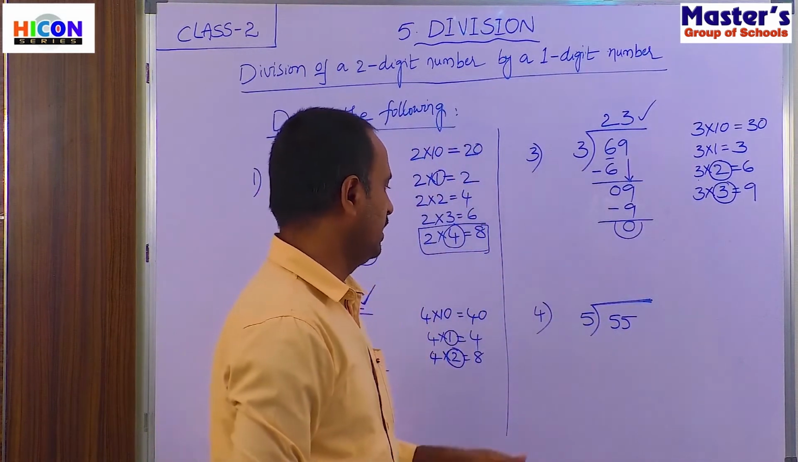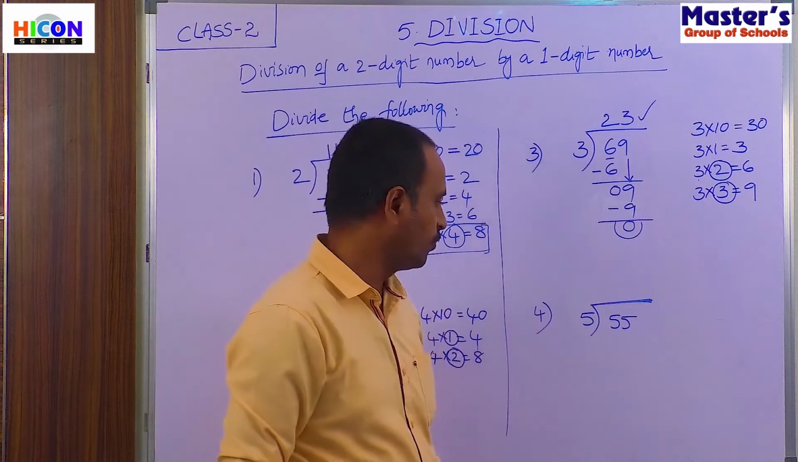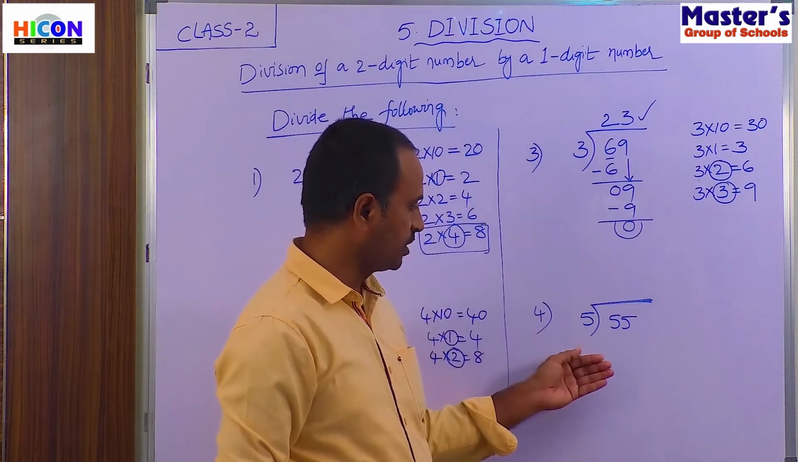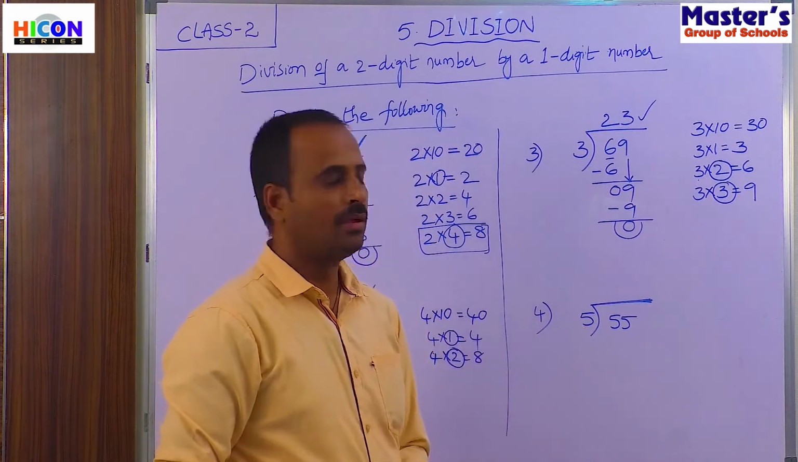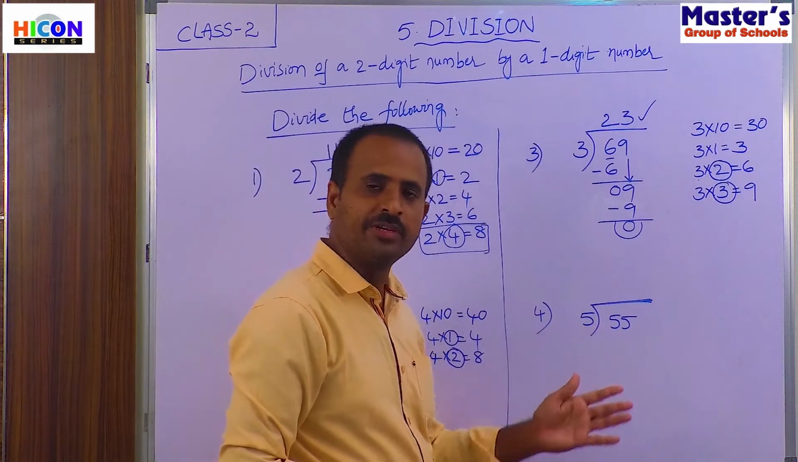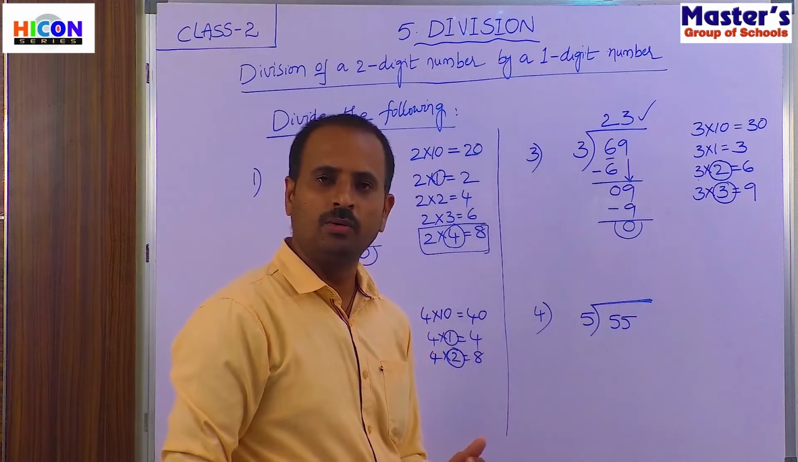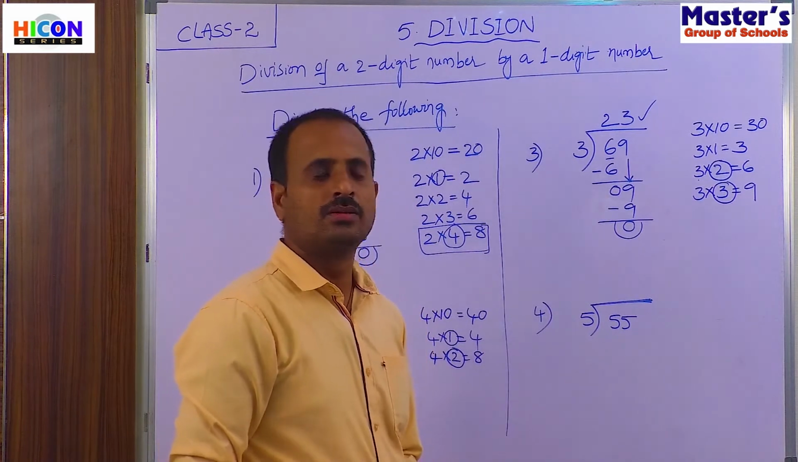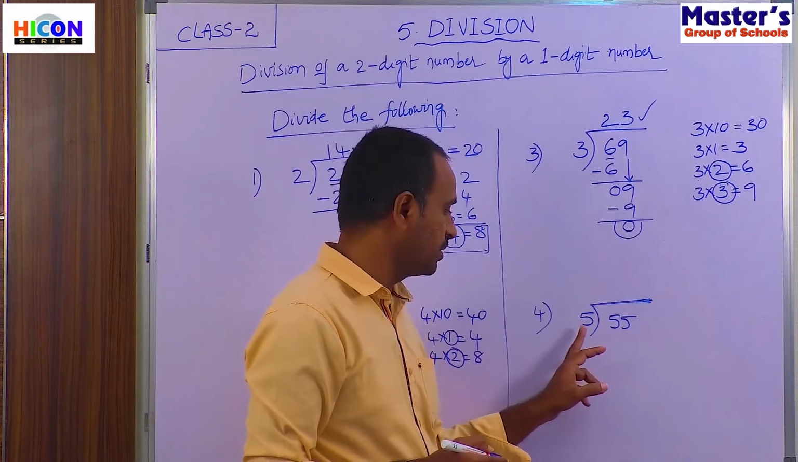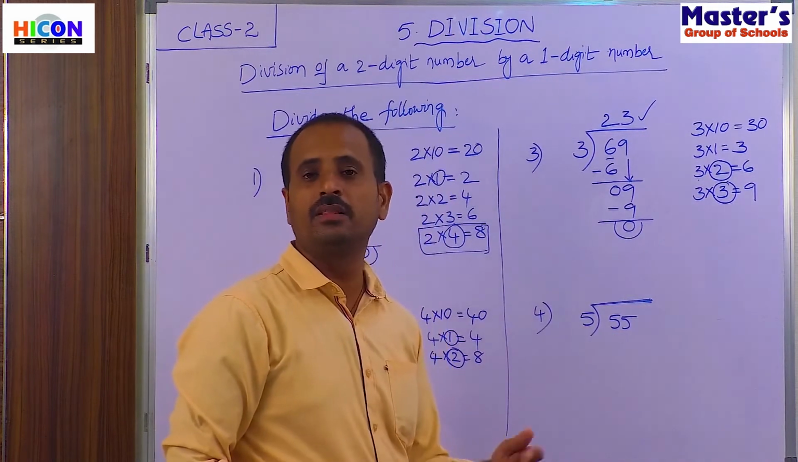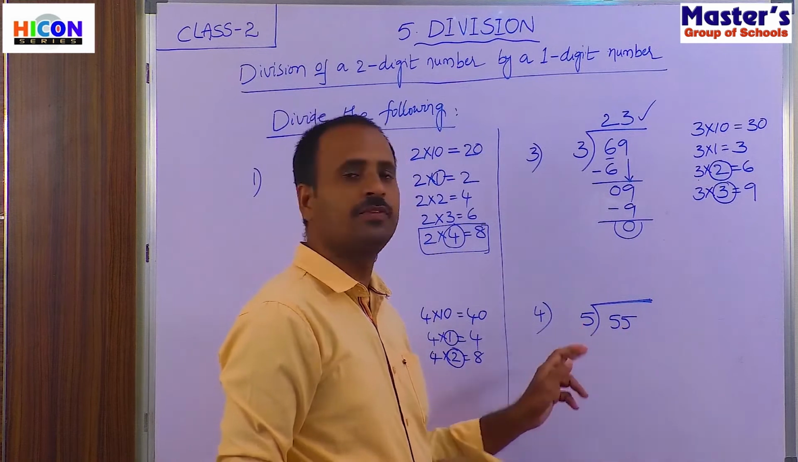So children, let us see the fourth division. In the fourth problem, what is the divisor? 5 is the divisor. What is the dividend here? 55 is the dividend. Now again the same process. So let us find when the number 55 comes in the fifth table.